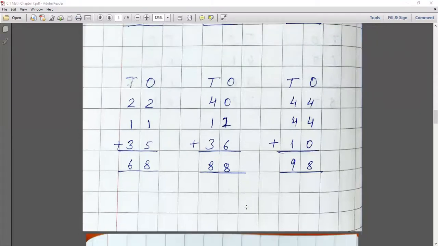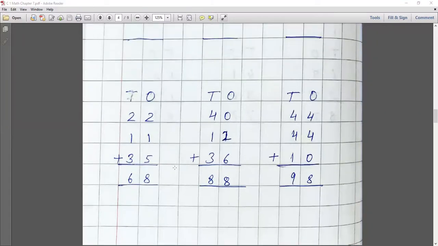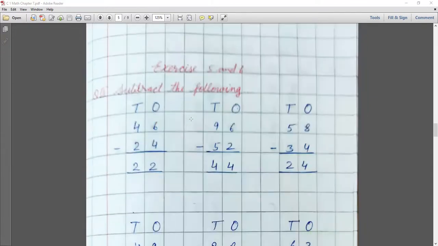Yes. Again, look at this. What is it? Tens ones, and tens ones. Okay, we start from one side now. So 2 plus 1. 2 plus 1 is equal to 3 and 3 plus 5 is equal to 8. That's why we write 8 here. 2 plus 1 is equal to 3 and 3 plus 3 is equal to 6. That's why we write 6 here. Okay, you understand? Now moving to the next question, next exercise.